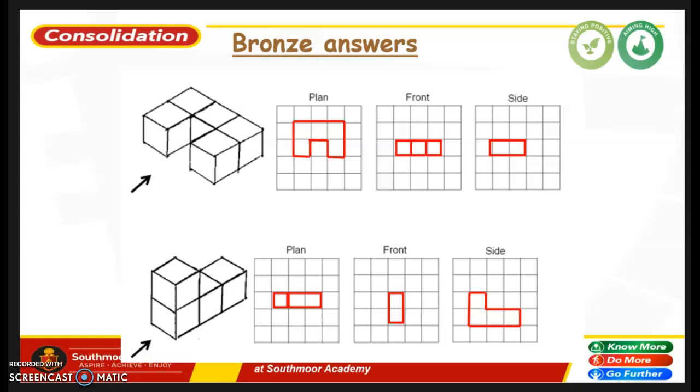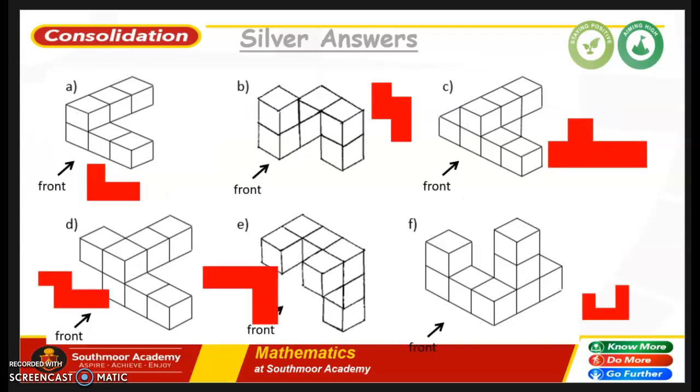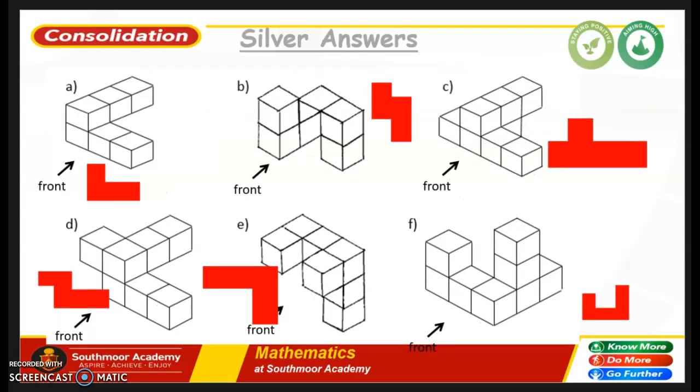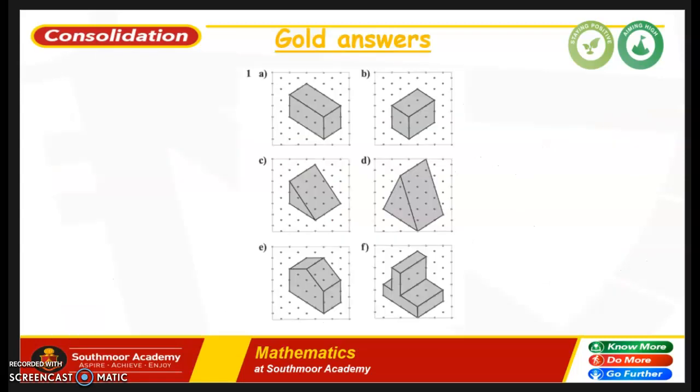Your silver answers coming up here. Your silver answers again. So now your side view. So they were your plan view, front view, and side view for your silver answers. Your gold answers, here you're drawing the 3D shape from the plan. So well done if you got those right. Fantastic.